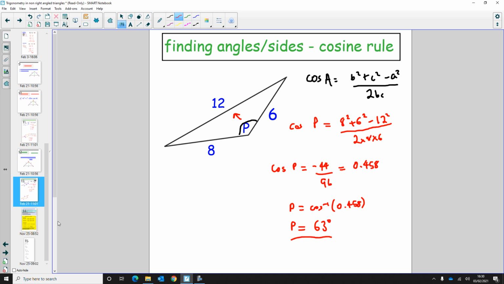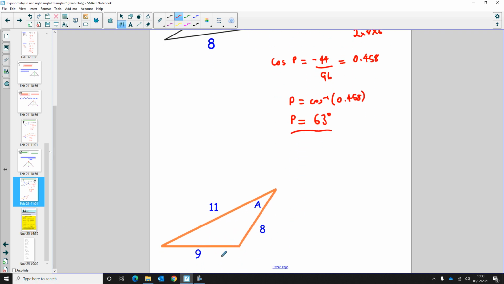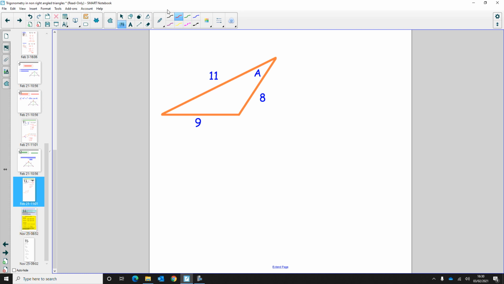Okay, let's do one more example. So again, let me write out the formula for you. So cos A is equal to b squared plus c squared minus a squared all over 2bc. So A is the angle up here, that's what we're trying to find. So let's make sure that we get things in the right order. B and C are going to be the numbers either side of the A.